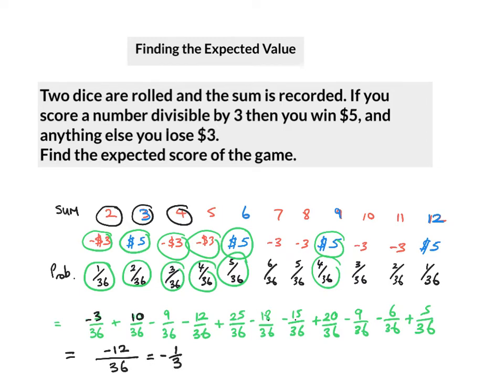So our expected value every time we score is we are going to lose 1/3 of $1, which is equal to about 0.33 dollars.